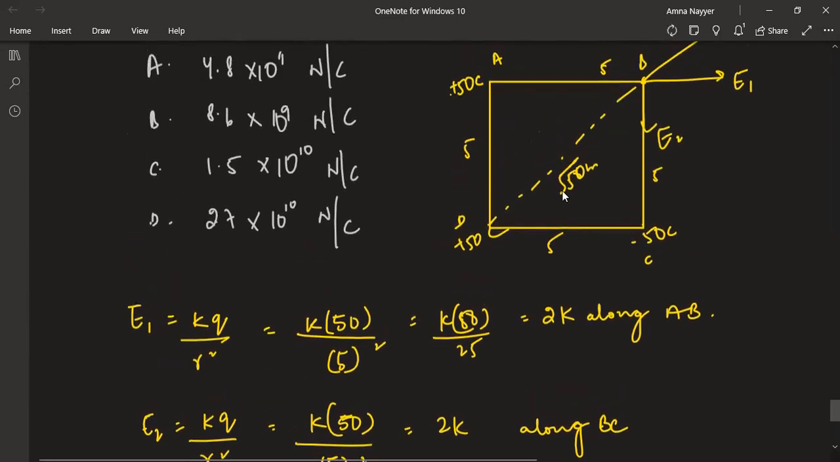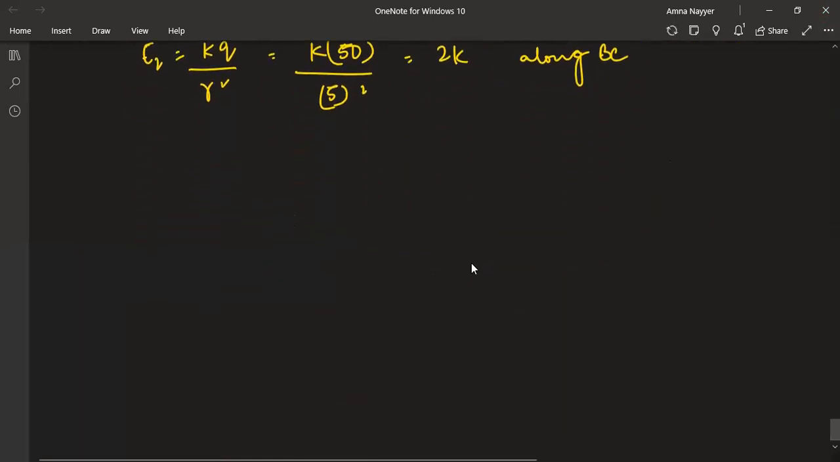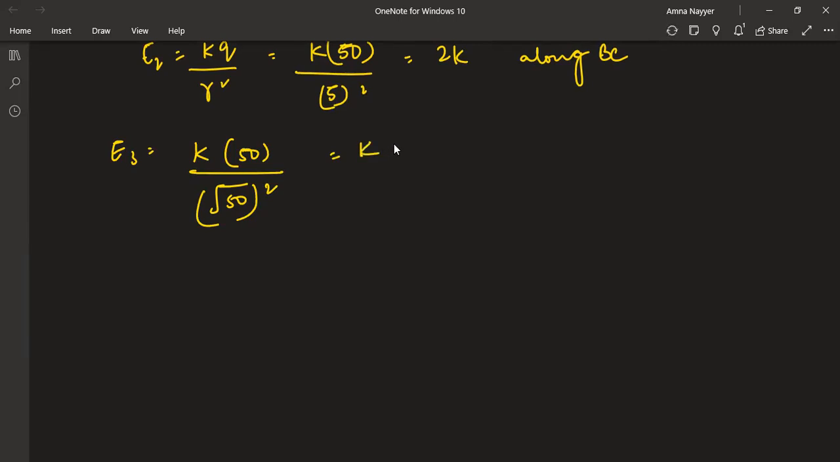This separation, which is kept at D. Now see, this is root 50. So we will write E3. This will be KQ by root 50 whole square. That will be K into 50 divided by 50. That will be only K, which is along DB. Fine. This is along DB.